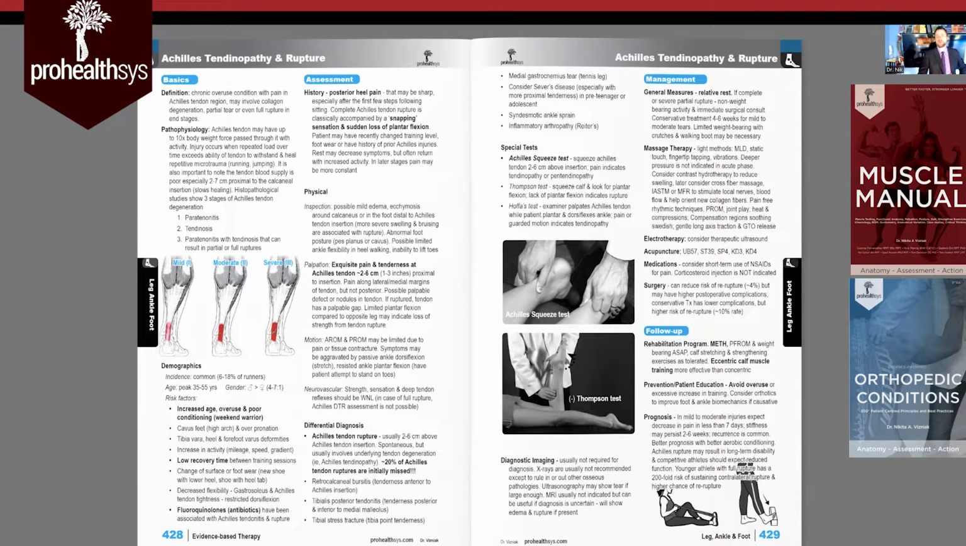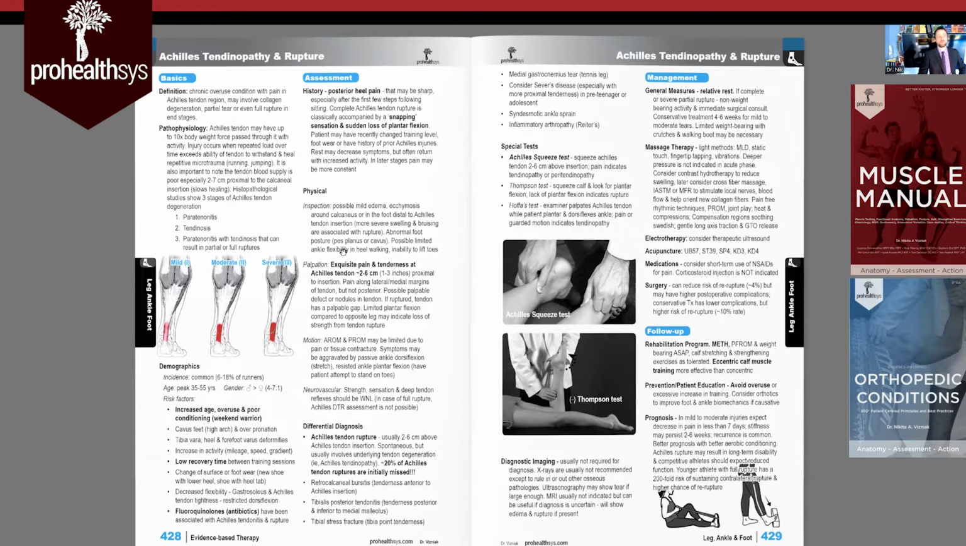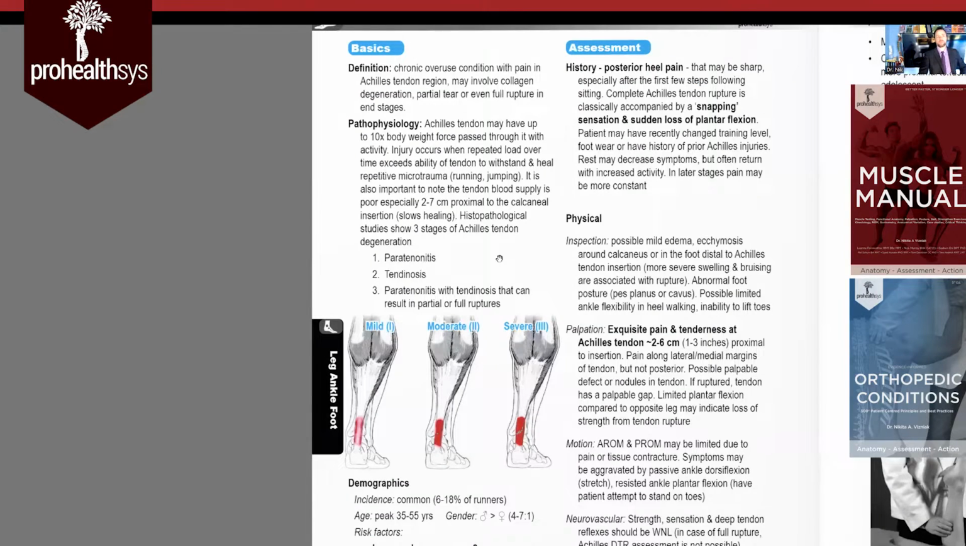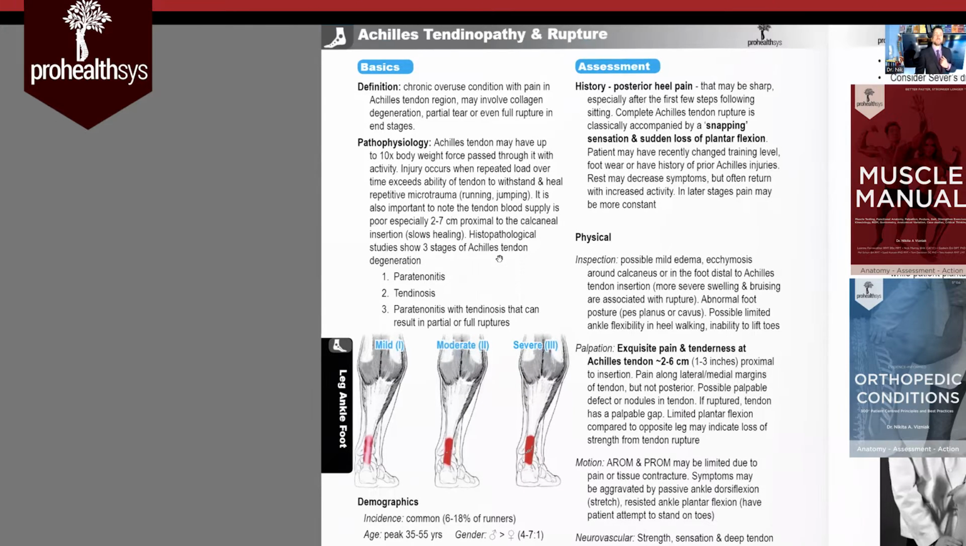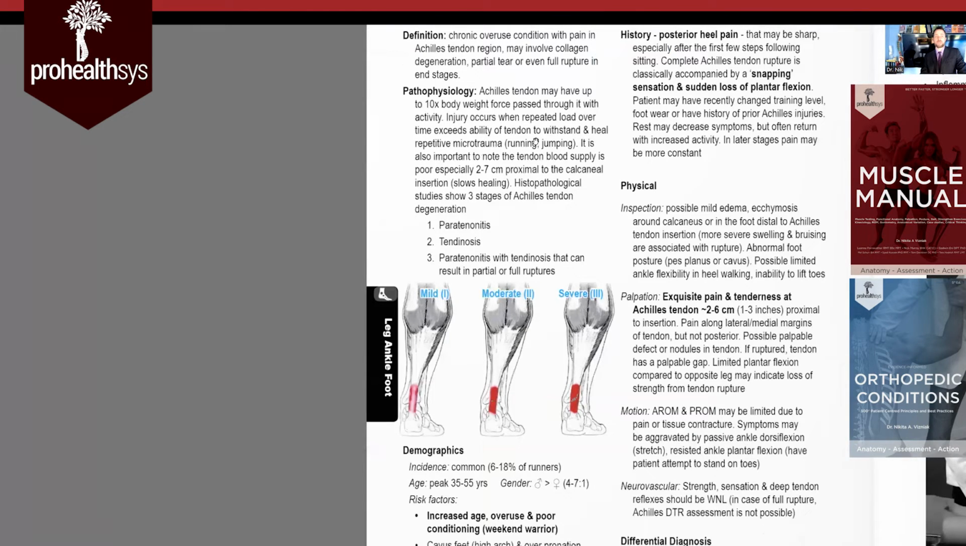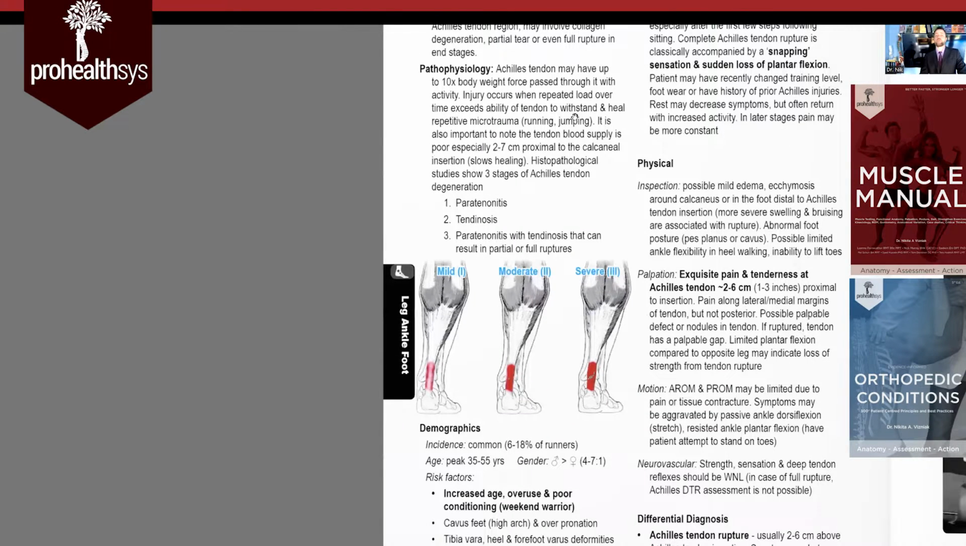That's always fun. All right, so a couple of key things to get for an Achilles tendon rupture. What do we have to understand? We have to realize it is typically a chronic overuse condition of the Achilles tendon, or a deconditioning issue, that you might see as a partial tear or even full rupture in end stages. Pathophysiology. The Achilles tendon is incredibly strong.